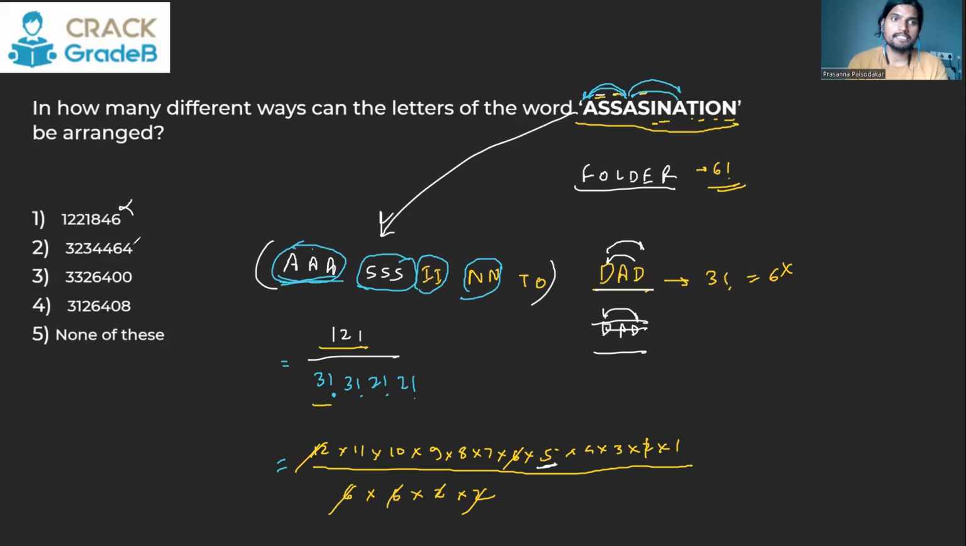So this cannot be the answer. This cannot be the answer. This cannot be the answer. In fact, we have two 5s. So our answer has to be a multiple of, in fact, 100. So if you solve this, this should come.